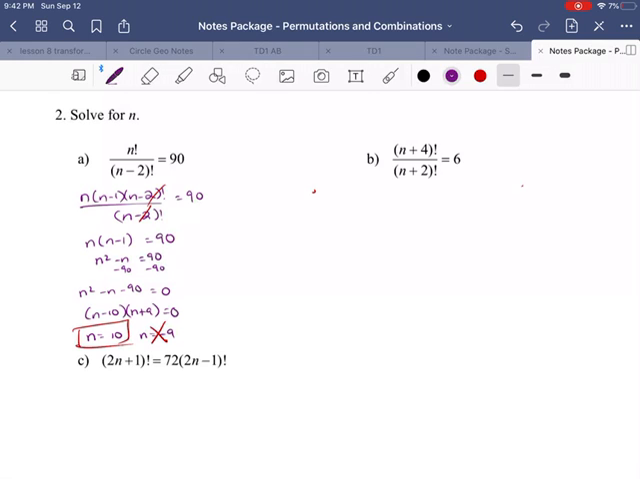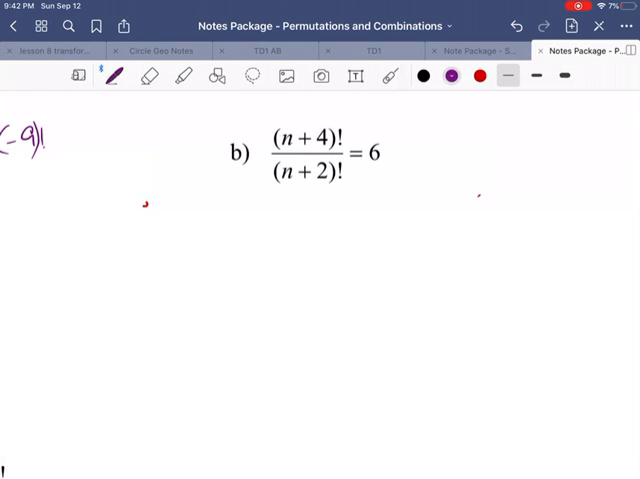I was finishing this one, but what I was saying here is if we were to plug -9 into the original expression, you'd end up with -9 factorial, which we said isn't an option. So that's why we can cross it out.